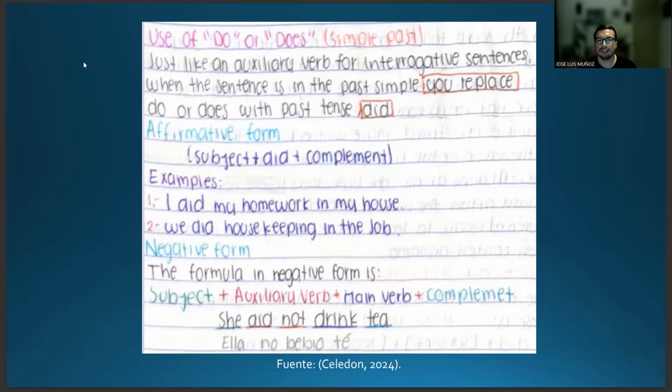Negative form, the formula changed. You are going to add not: subject plus auxiliary verb plus not plus main verb plus complement. You have she did not drink tea. Ella no bebió té. Here we have this example. It's a basic example, but it is useful.